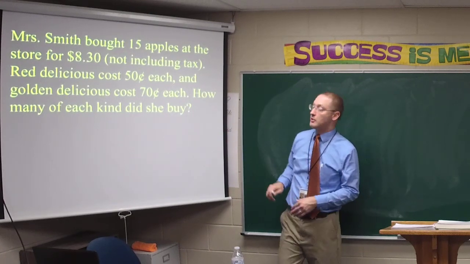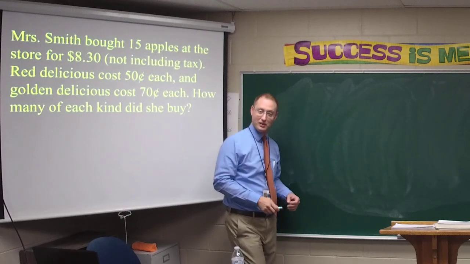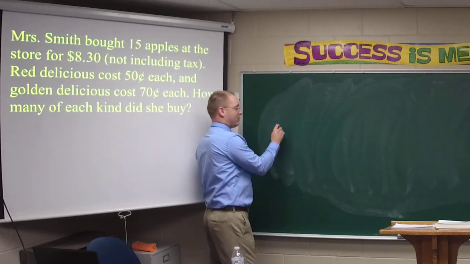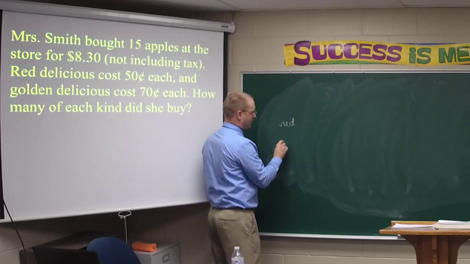But anyway. So how many unknowns do we have here, Genesis? Two, and they are the red and golden.